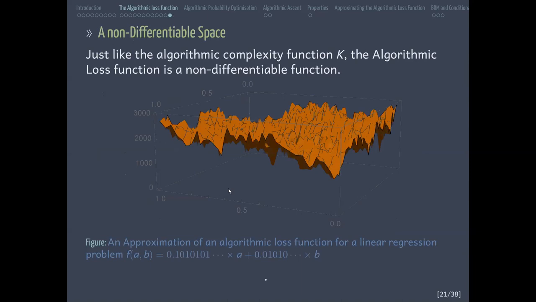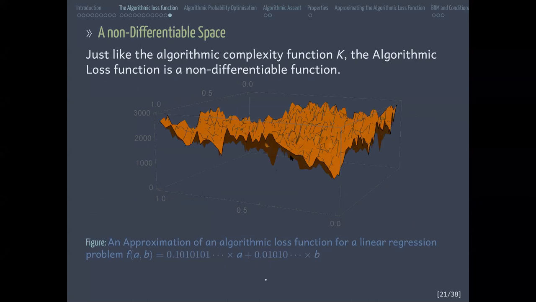Here we have a plot. This is the plot of the algorithmic loss function applied to a simple regression problem. As you can see from this plot, the surface is far from being smooth. And it's easy to see that applying gradient descent to this would simply not work. So how can we optimize over this kind of plot?